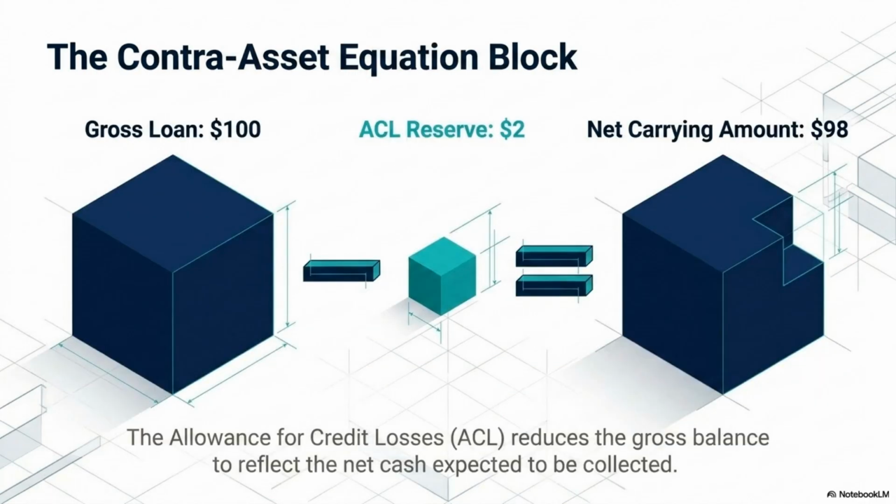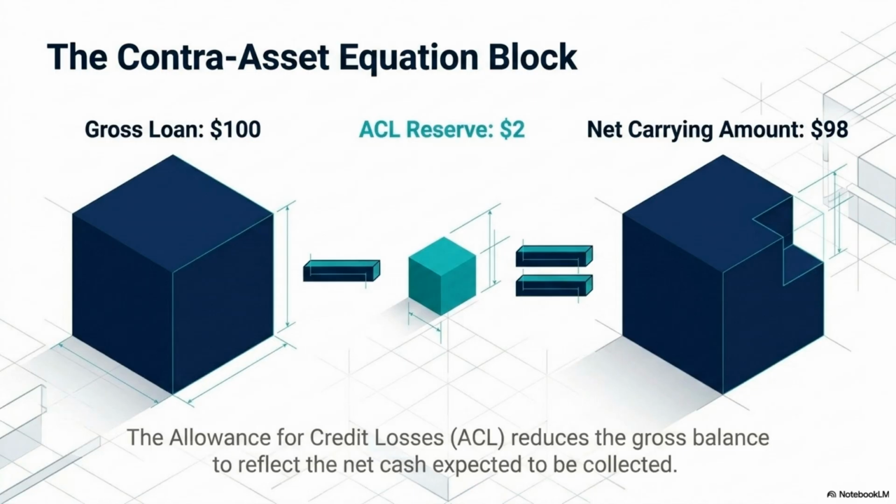The allowance for credit losses is the balance sheet vehicle that holds the cumulative estimate of expected losses across all in-scope assets. The equation on this slide makes the mechanics concrete. Start with a gross loan of $100. Subtract the ACL reserve of $2. The result is the net carrying amount of $98, the amount the balance sheet presents to financial statement readers as the cash the company realistically expects to collect.